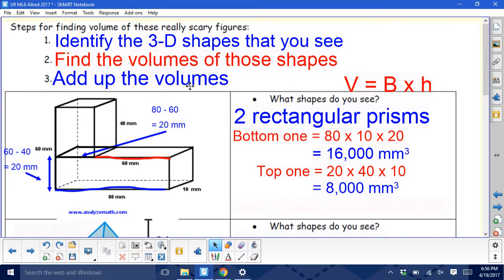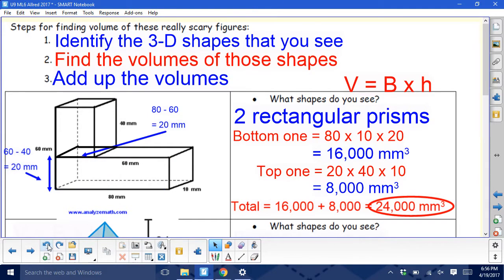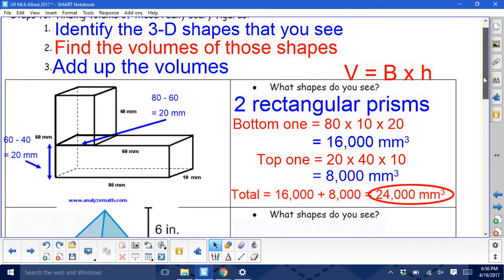The truth is, I'm going to add up those volumes next. I'm going to take 16,000 and add 8,000 to it, and I'm going to end up with 24,000 millimeters cubed of total volume of those rectangular prisms. Yeah, look upon that. It's pretty lovely. Okay, take a second to take a peek at that. There's some pretty good math up there.